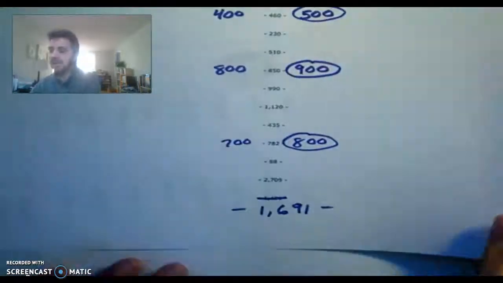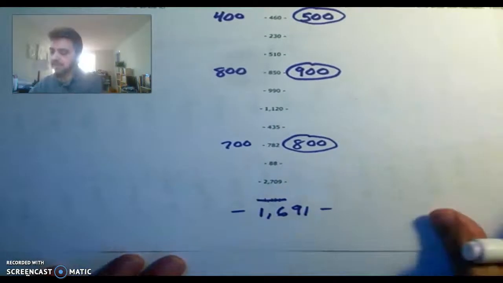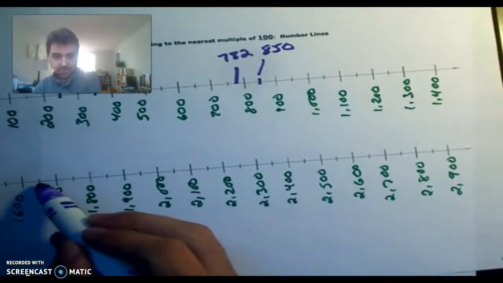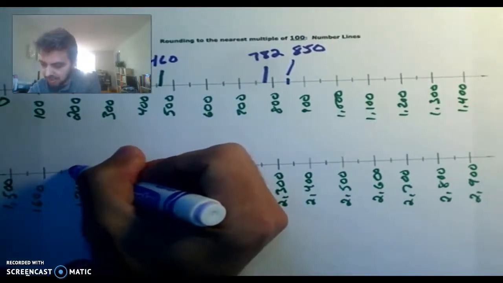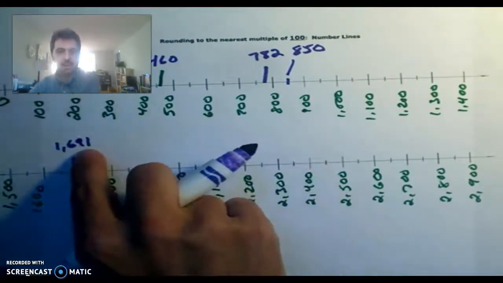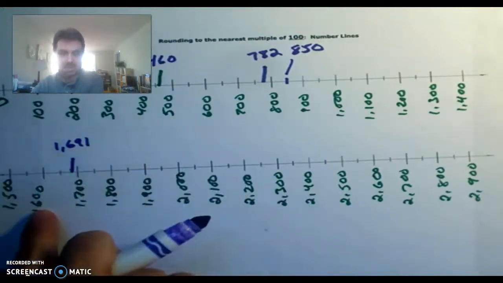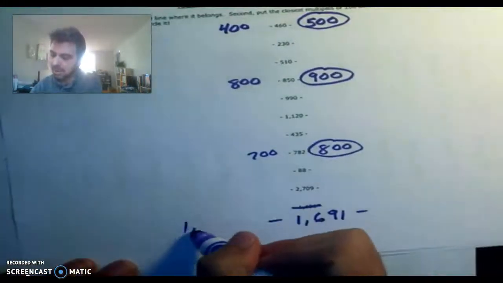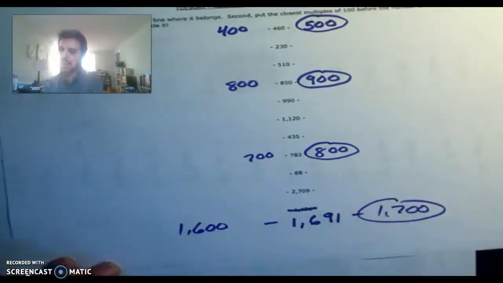All right, so find 1,691 on your number line. All right, so I would find it. Here's 1,650. So it's pretty close. 91 would be pretty close to 1,700. So 1,691. Okay, so the nearest 100 is between 1,600 and 1,700. So I'm going to write that down. 1,600 and 1,700. And we know it's closer to that one.